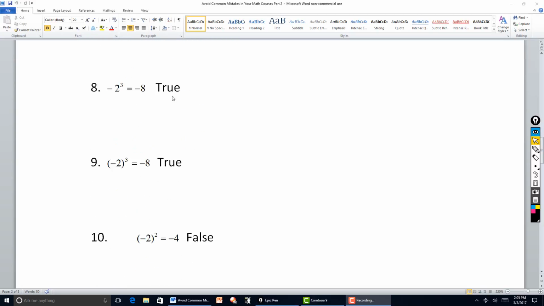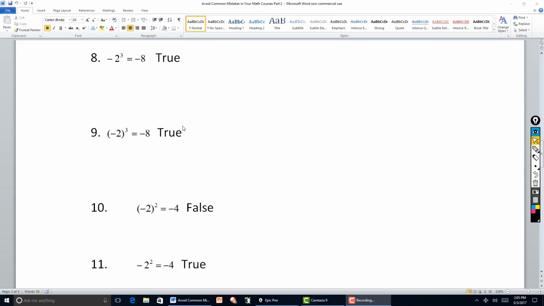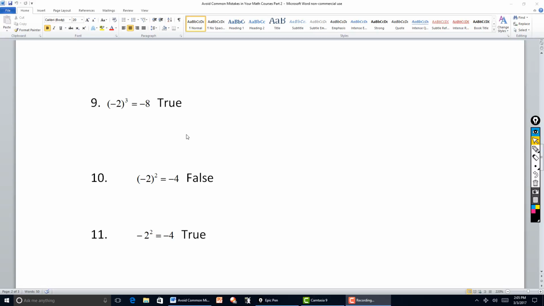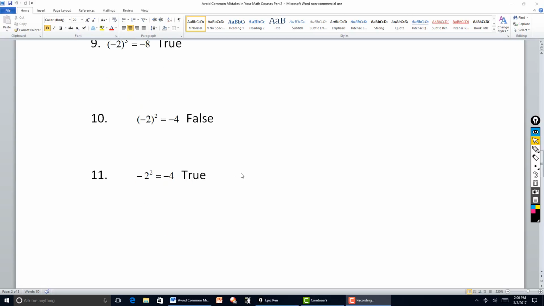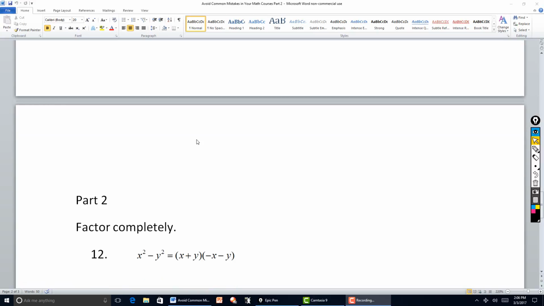8 was true in this case. And number 9, the base is -2. That comes out to true. Okay. 3 factors of -2. Number 10, the base is -2 because you have parentheses. That came out to a -4. Number 11, the base is 2, not a -2, so it's 2 squared is 4. And then the negative makes it a -4, so this one was true. Okay. So let's move on to some more examples in part 2 of the video.